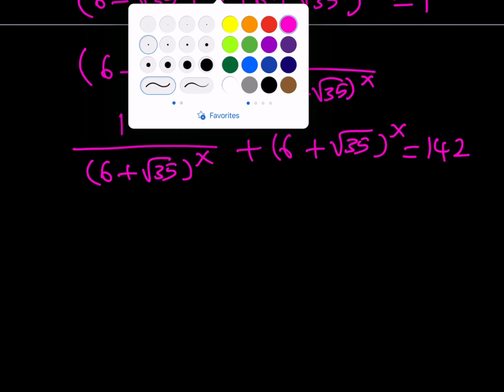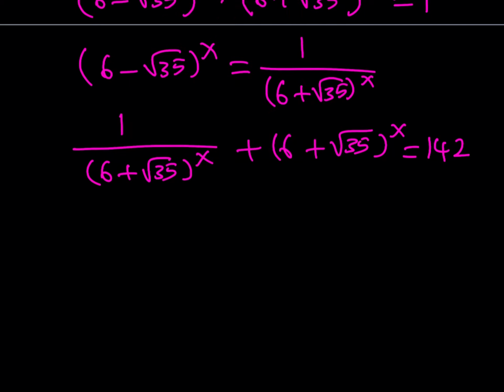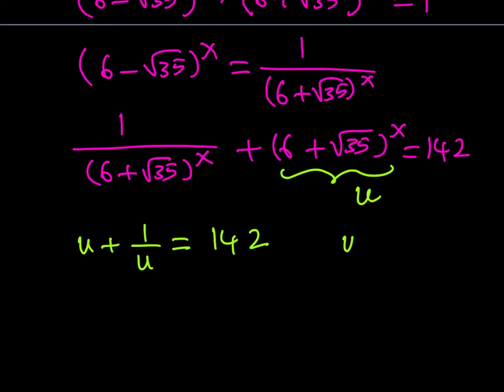So now, what am I going to do? Well, I'd like to use substitution, so I'm going to call this u, okay? And let's see what happens. I get u plus 1 over u is equal to 142, right? Okay. So this turns into a quadratic how? First of all, notice that u cannot equal 0, and obviously it won't because it's a radical expression that's positive. So we can multiply both sides by u. Let's multiply everything by u. U squared plus 1 is equal to 142u, okay?